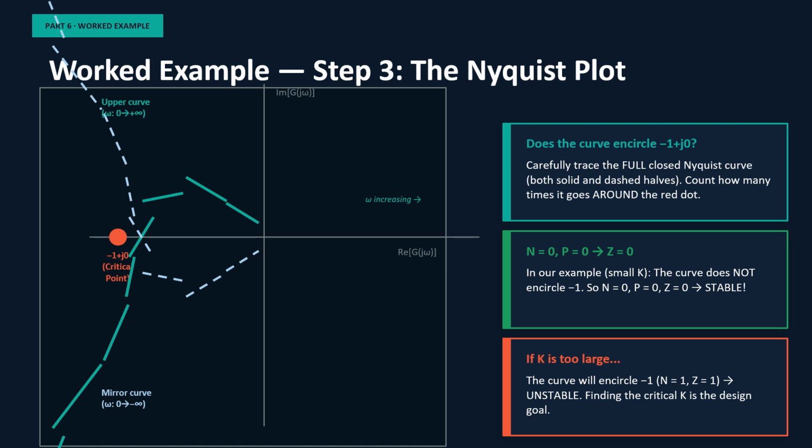Now look at the plot. We check: does it go around minus 1? For small K it does not encircle minus 1. So N equals 0, P equals 0, Z equals 0. The system is stable. But if K increases, the curve may move and encircle minus 1. Then the system becomes unstable.